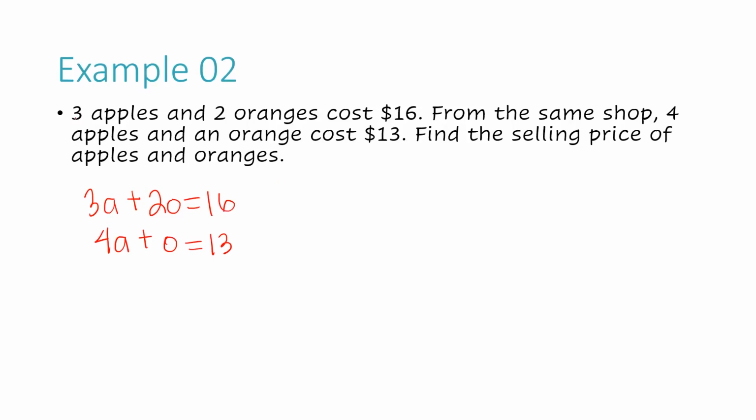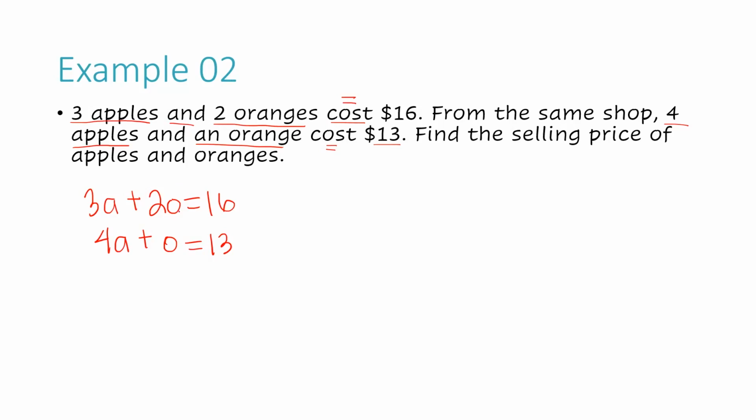3 apples, that came from here, and that means plus 2 oranges, cost, that means equals $16. We just made a sentence into an equation. 3 apples plus 2 oranges equals $16. From the same shop, 4 apples, and an orange, that means 1 orange, costs or equals $13. So 4 apples plus an orange equals $13.